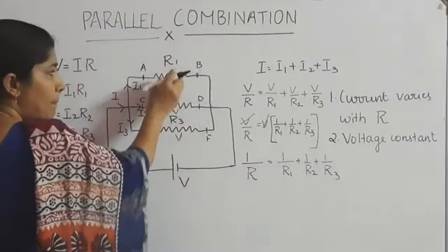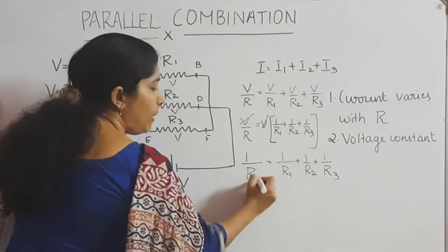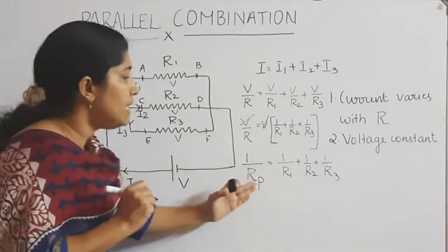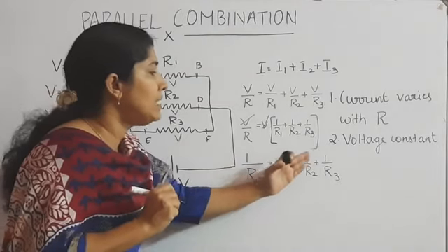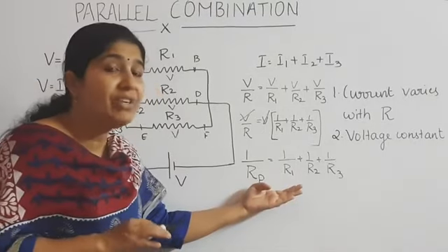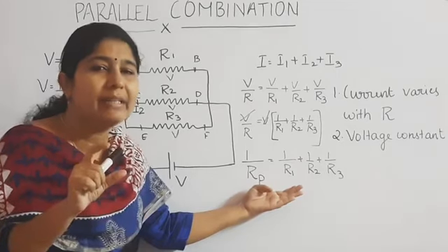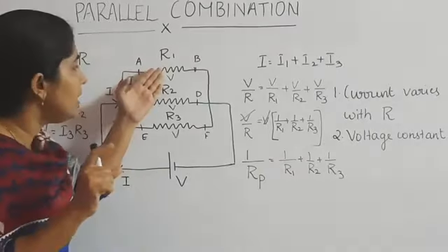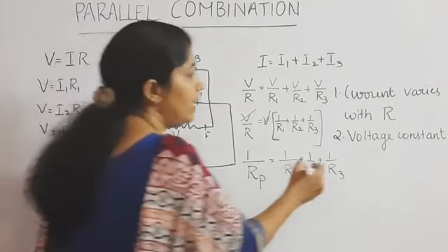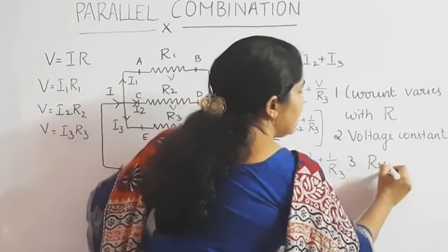Okay, this is the parallel combination of resistors. We can write it as RP, P for parallel combination. So 1 by RP is equal to 1 by R1 plus 1 by R2 plus 1 by R3. From this equation, we can say that the effective resistance is smaller than the smallest value among these three resistors. This is the third point: effective resistance decreases.